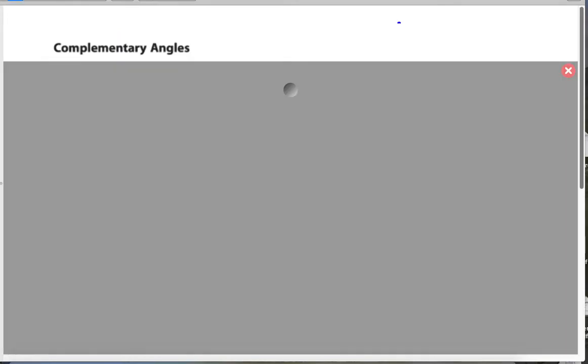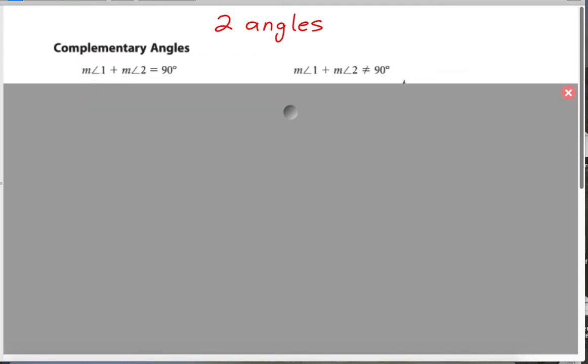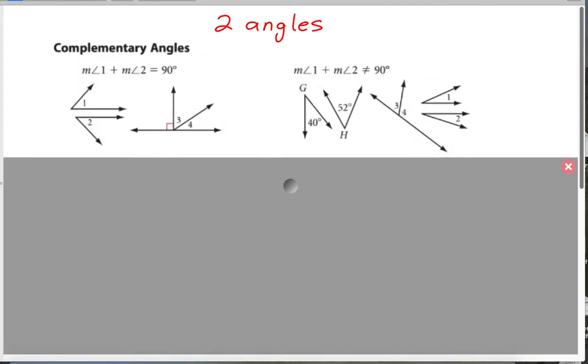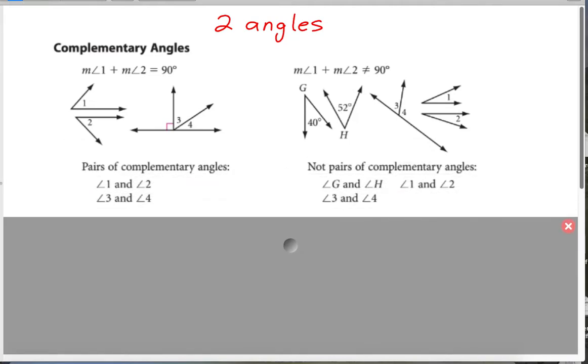The other two terms we want to talk about today deal with pairs of angles, so I probably should specify. Now we're talking about two angles in relation to each other. And we say that two angles are complementary if they add up to 90 degrees. So on the left side, we have examples of complementary angles. And on the right side, those are examples of pairs of angles that are not complementary.